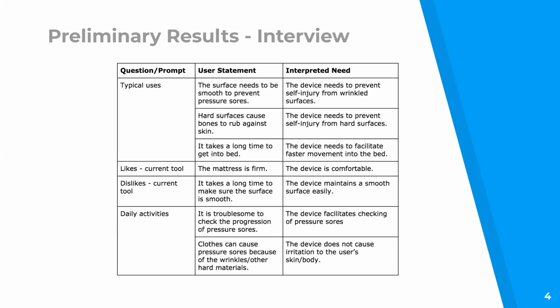After our interview, we were able to formulate our user needs chart. The more notable needs that we formulated are the first two, which say that the device needs to prevent self-injury from wrinkled surfaces and that the device needs to prevent self-injury from hard surfaces.